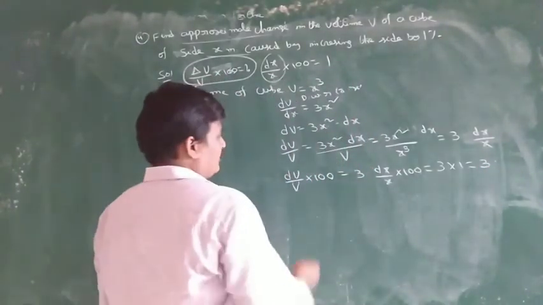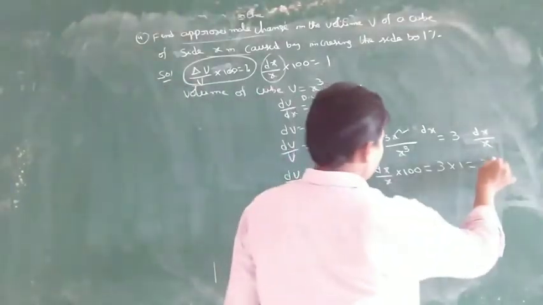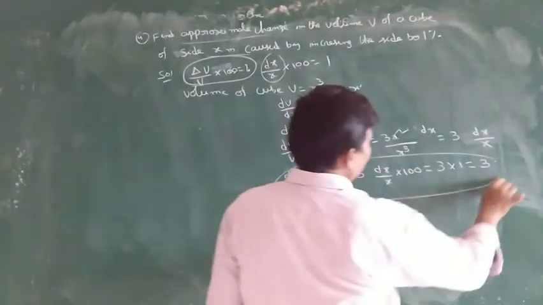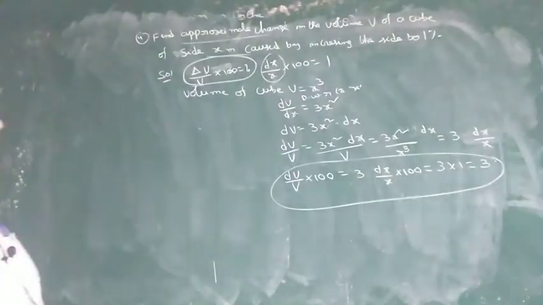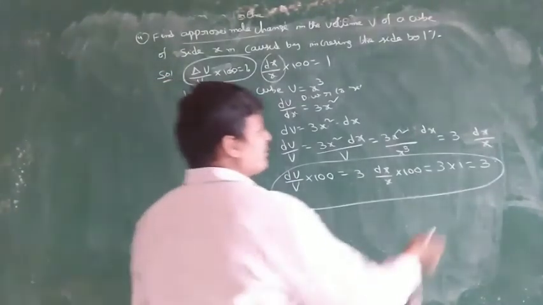3%. dV by V into 100 equals 3%: the side is increasing at a rate of 1%, and at the same time the volume is increasing at a rate of 3%.